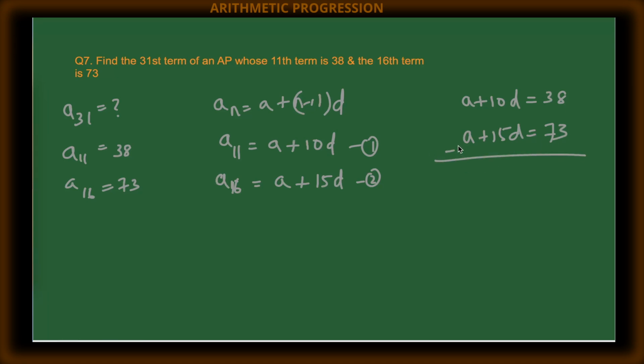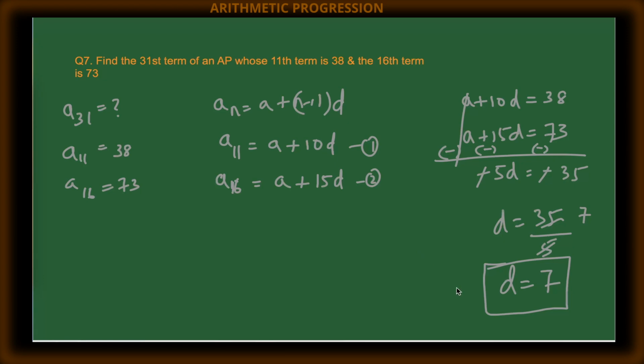So let's try to solve it. By cancelling this, we can solve it. A gets cancelled, so the minus sign is there. So it becomes 5D is equal to minus 35. Minus minus gets cancelled, so 5 is there. So D is equal to 35 divided by 5. How many times does 5 go in 35? 5, 6, 7. So the D value is equal to 7.